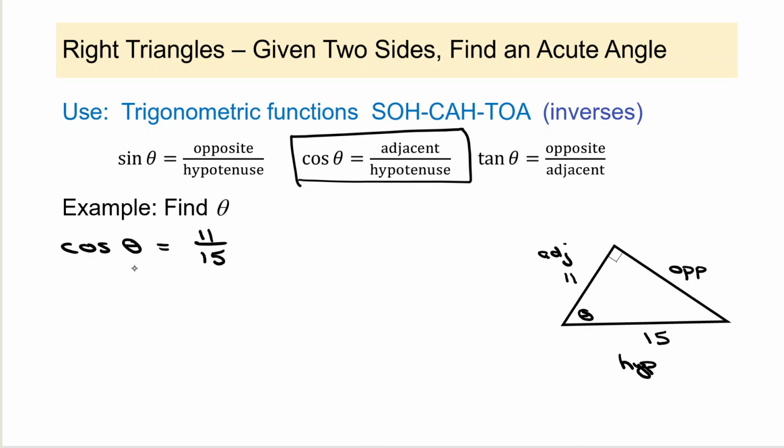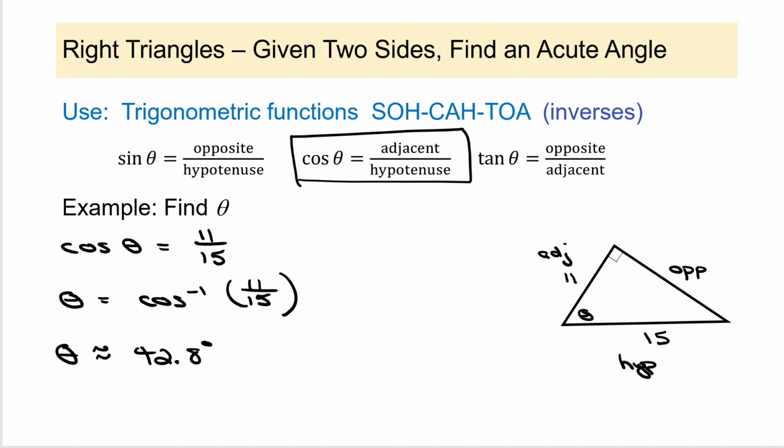So again, I need to get at theta. So I'm going to have to take the inverse cosine function of both sides. So theta equals the inverse cosine of 11 over 15. Plug it into your calculator, round to 1 decimal point, and you'll get 42.8 degrees.